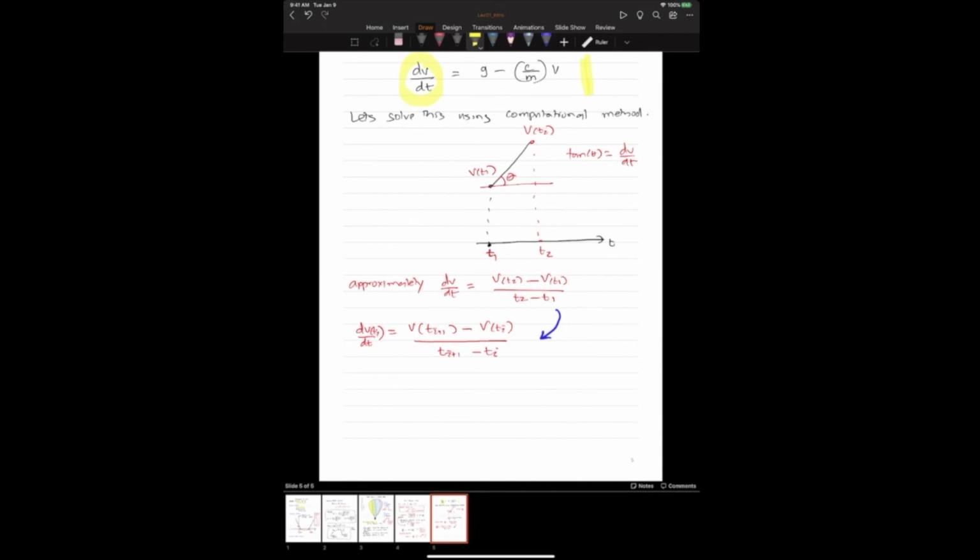minus ti. From my past experience, the students kind of get confused from this step, where I had t2 minus t1, and all of a sudden I made that ti plus 1 and ti. Because it is going to iterate, t2 can be anything. t2 can be 10 seconds, t1 can be 5 seconds, t2 can be 100 seconds, t1 can be 90 seconds. It depends on how we define that.